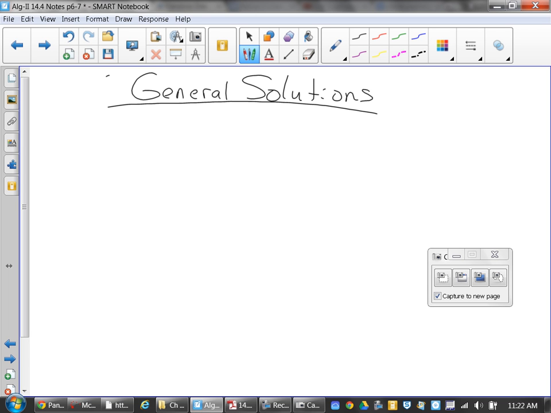This is the exact same section of 14.4. You solve your problem, you do all of the exact same work as you did before. The only thing that's going to wind up being different is how you write your answer, how you write your result. So what we do here, when we're talking about what's called general solution.